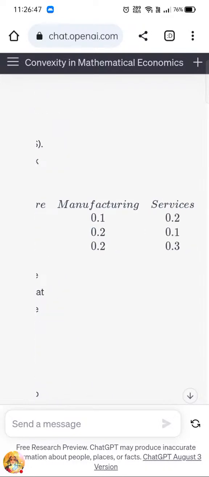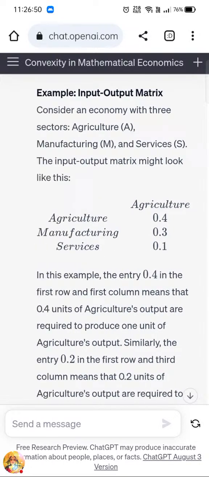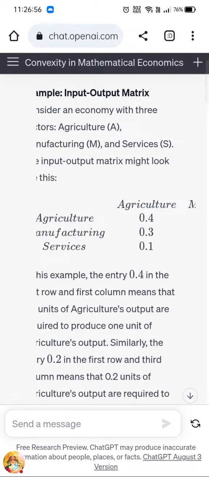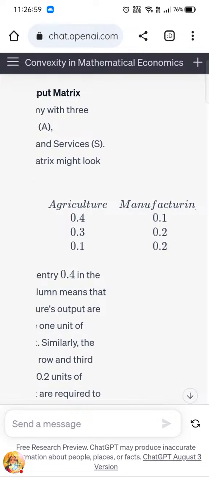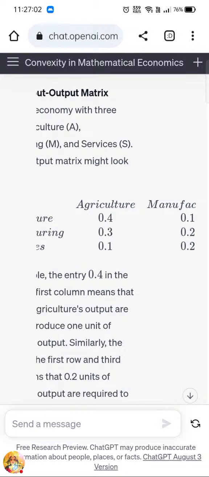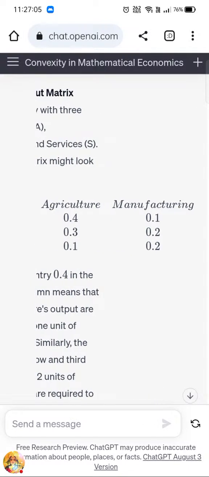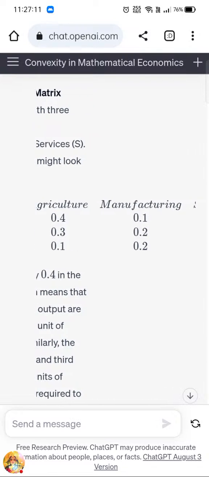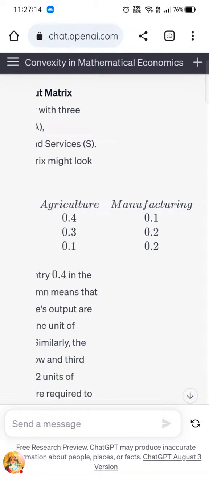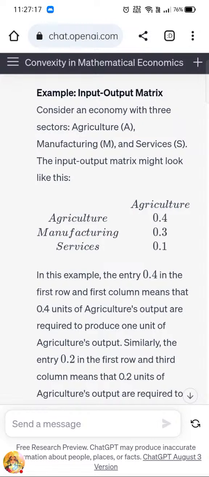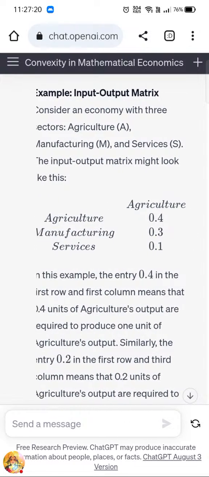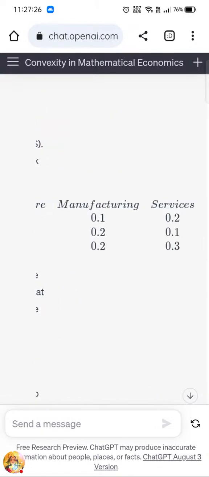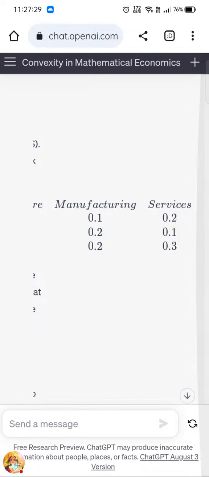So when we take the row of the input-output model, it states how a sector, maybe agriculture, manufacturing or services, whatever sector, is consuming how much quantity of input to produce a unit of output, and the rows are saying how much quantity of output they have produced and sold to each of the other sectors.